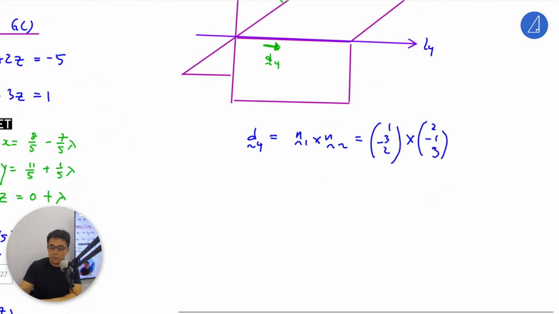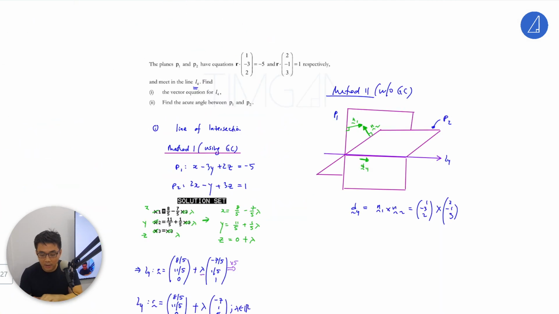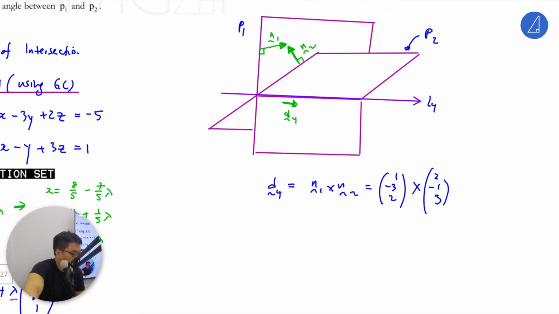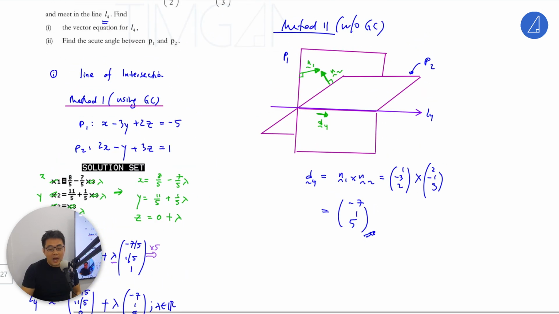Cross them. Then this one, am I right? This one correct. Then you just cross them. L4, done. Okay, great. Done deal. The direction is done already.